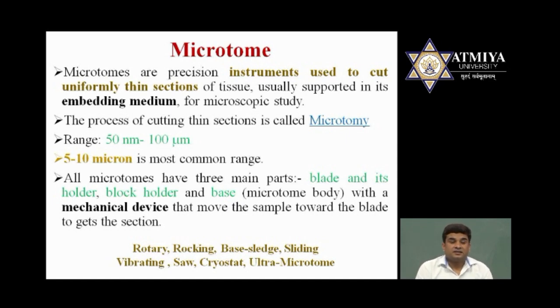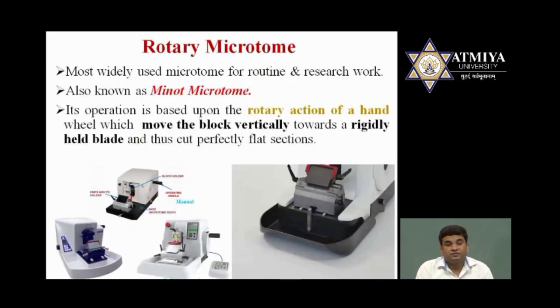In the next few slides, I will discuss the various types of microtome used in various histopathological laboratories. First of all, I will discuss the rotary microtome. This is the most common type of microtome used in several types of laboratories as well as in research labs. It is also called the Minot microtome because it was discovered by Professor Minot.